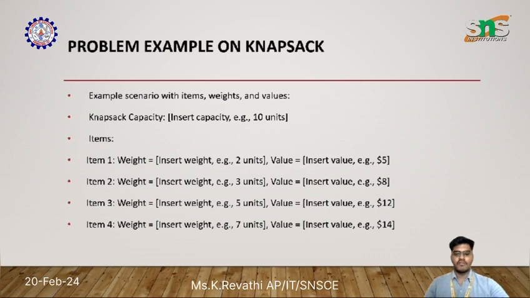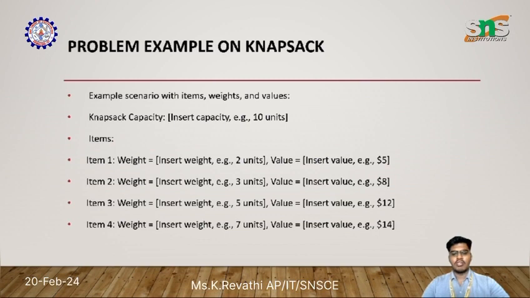So we have to check the maximum value. So we are adding the values here. It gives 8 plus 5 is 13, and 13 plus 10 is 25. So we get $25 of value. So we keep three items and we have $25 worth of items.